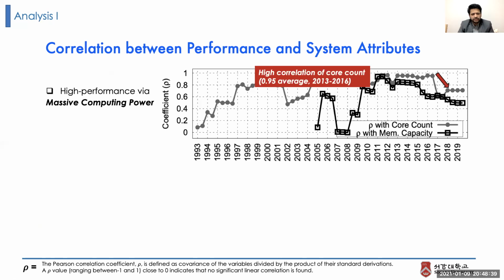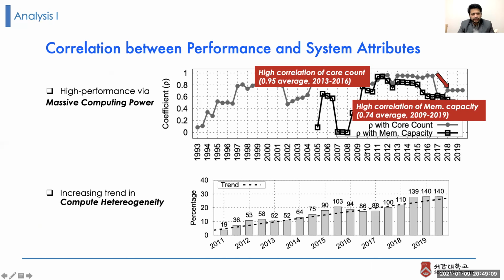One reason for this weaker correlation is attributed to the increasing number of heterogeneous supercomputers. Further details can be found in the paper. The rectangle boxes in the figure show the correlation between HPL scores and memory capacity. Starting from late 2009, we can observe that the correlation between HPL score and memory capacity becomes noticeably higher.